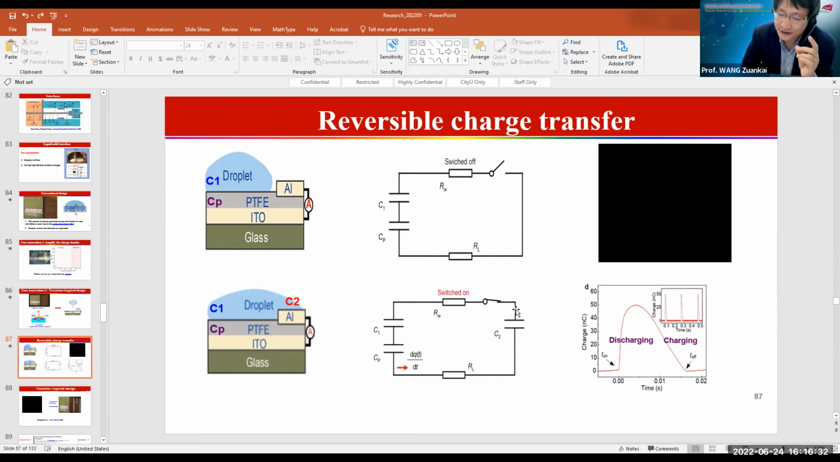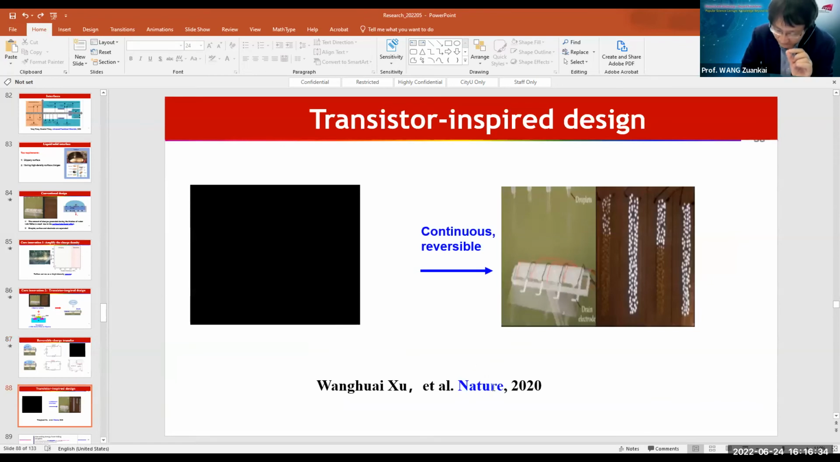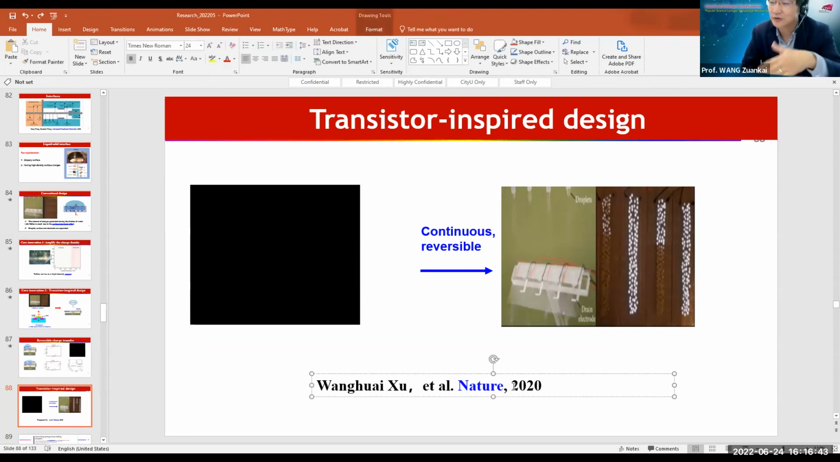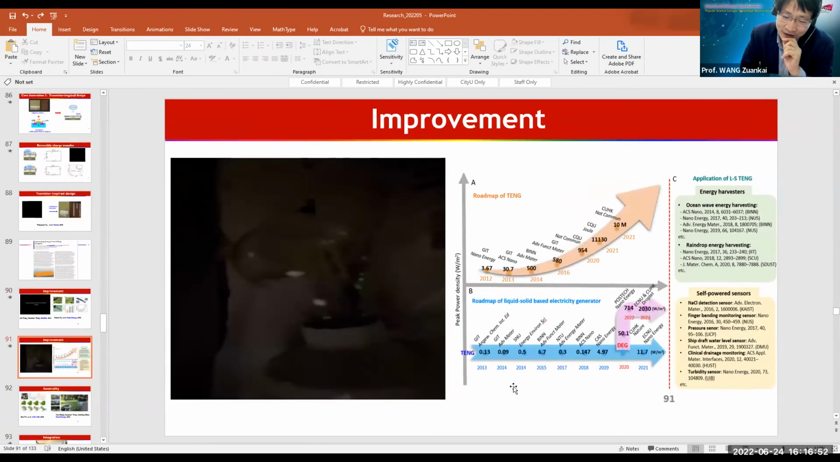But the problem is, even though we can enhance the energy conversion efficiency, the power density is still low. For this Nature work, the energy conversion efficiency is about 3%. Okay, very low, but much better than before. Even now we can use one droplet to light up a 20 watt light bulb, but that is not continuous. That's not a DC. The problem is how to get continuous energy generation. That is the challenge.